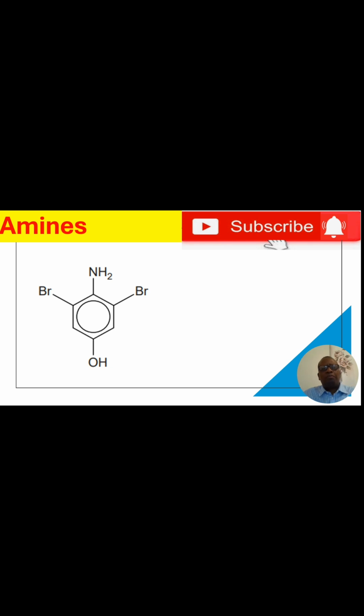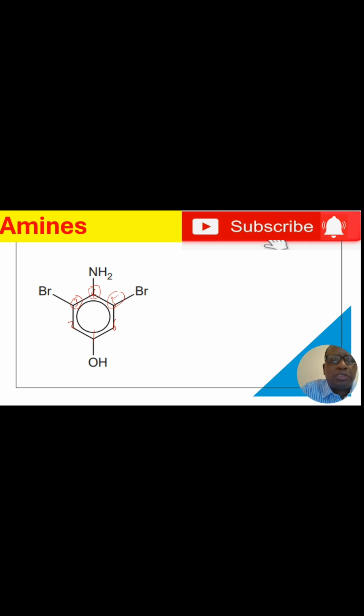How would you name this compound? I'll give you a few seconds. Right, personally what I would do is number this compound from here: 1, 2, 3, 4, 5, 6. So I've got the bromo at positions 3 and 5 and the amino at position 4.